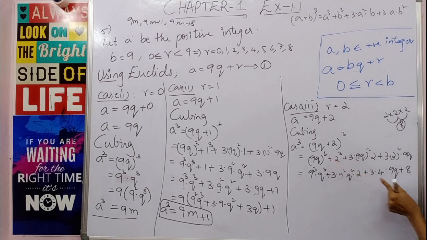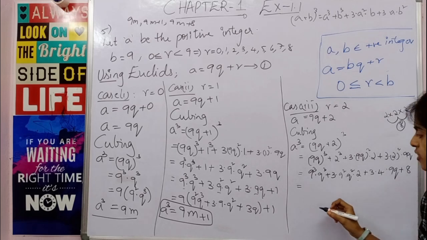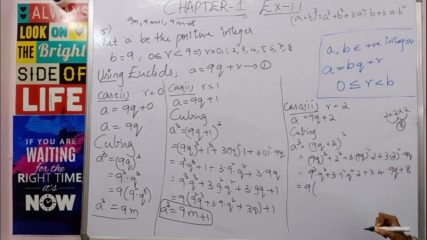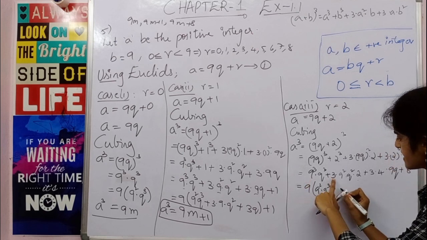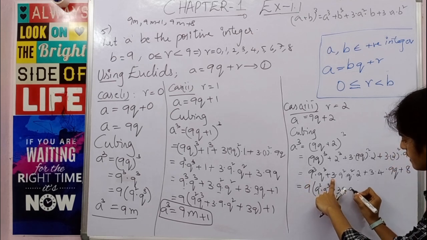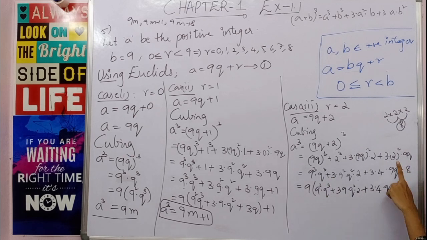Okay, 2 cube I took to the end, last. So from all these terms you can see 9 is common. If you take 9 common, you are left with 9 square q cube plus 3 into 9 q square, and you have 2 plus 3 into 4 into q, and plus 8 you have.